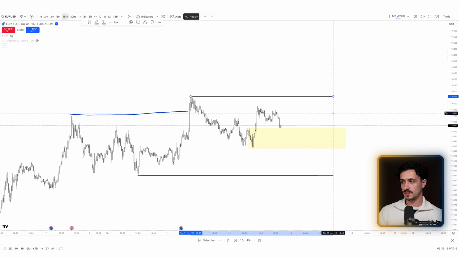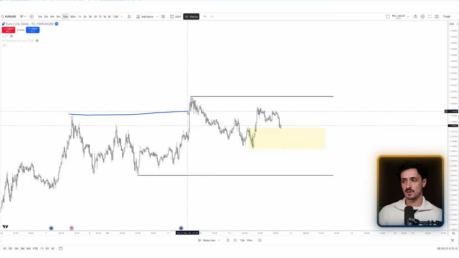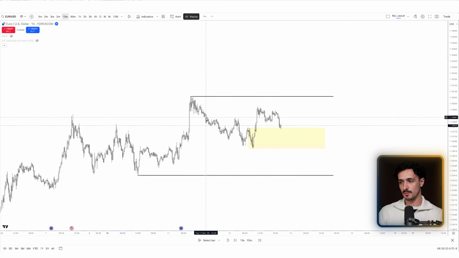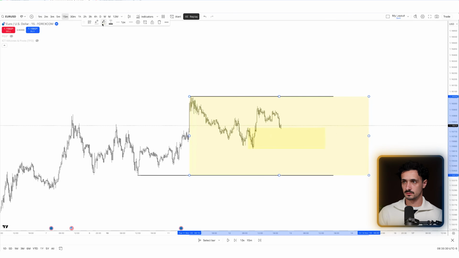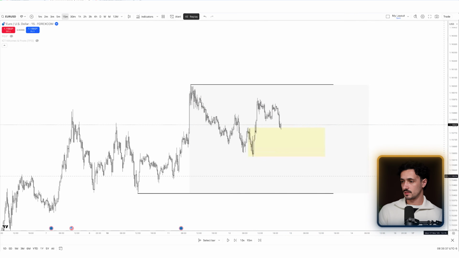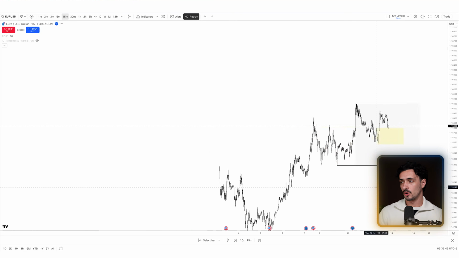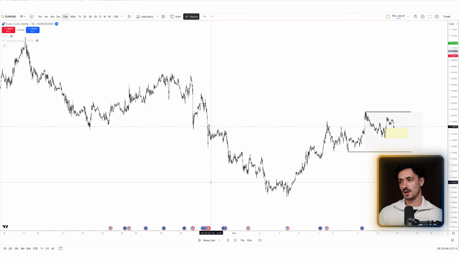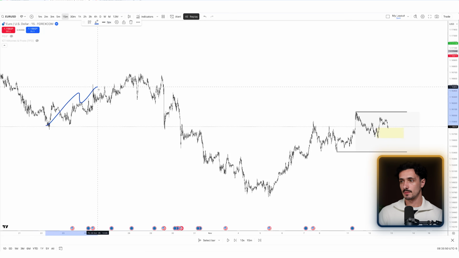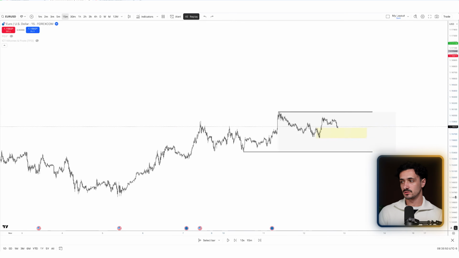Now remember what I told you at the beginning. Nothing matters other than what's inside of this box. We can even draw a box across it like this, and we'll change its color. Now, it's very faint, but it's very simple. If it isn't inside this box, it is irrelevant. It's very easy for many people to get caught in the idea of all these different time frames and all these different structure points and everything. It's very easy to get lost and confused.